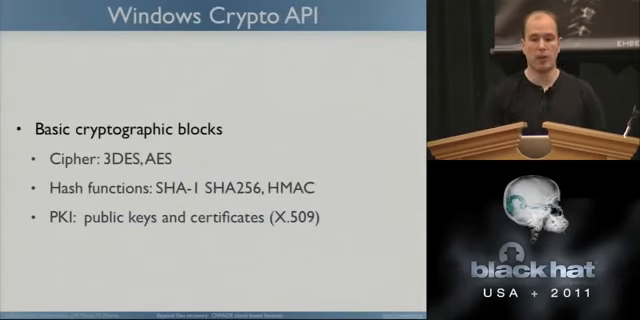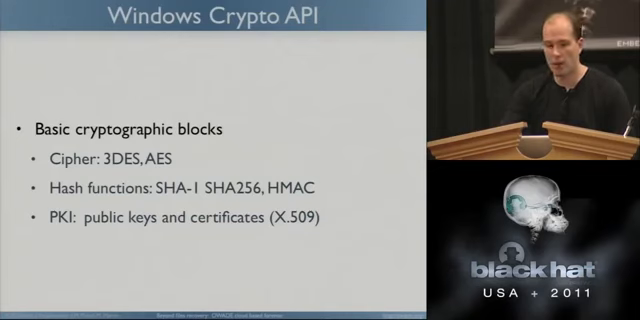So the Windows crypto API does basic cryptography, or every basic block you can imagine, from cipher encryption, triple DES, AES, hash functions, SHA-1 and so forth, and public key crypto. We're not really concerned in this talk with public key crypto.